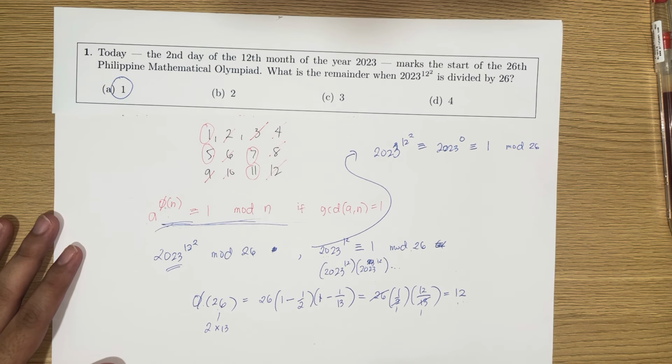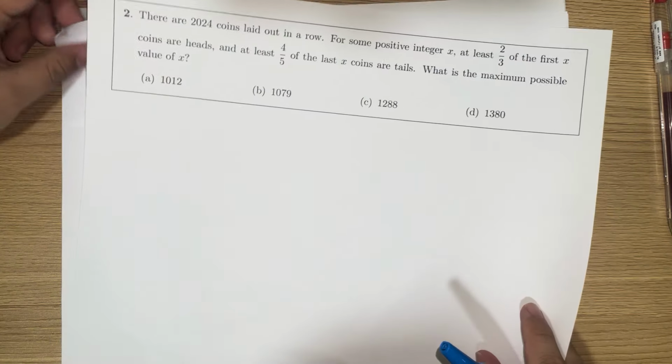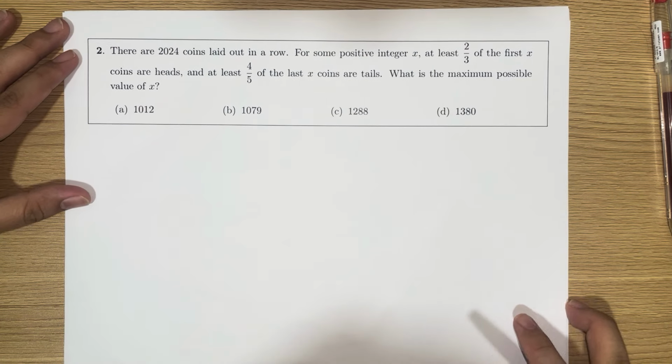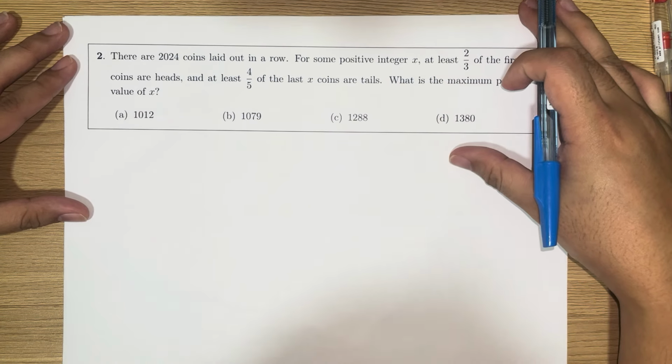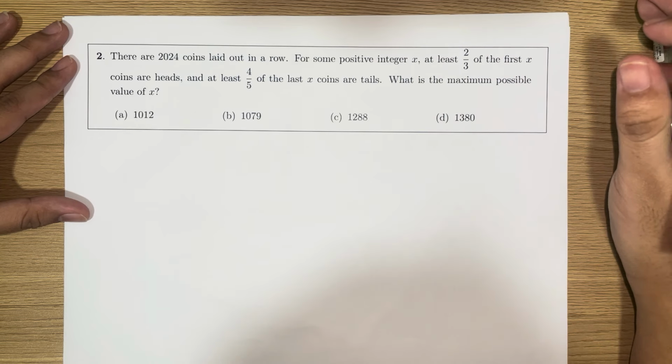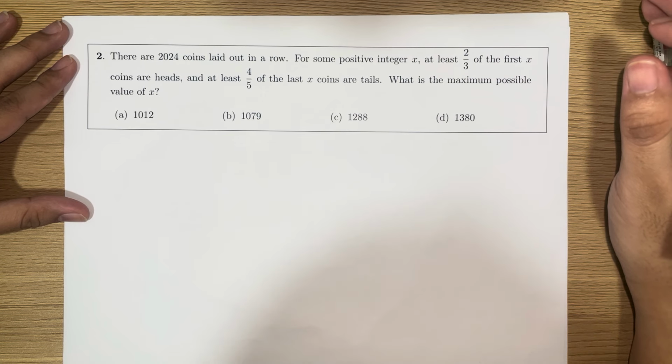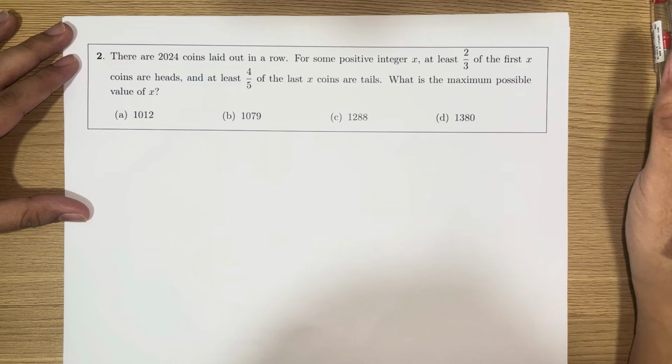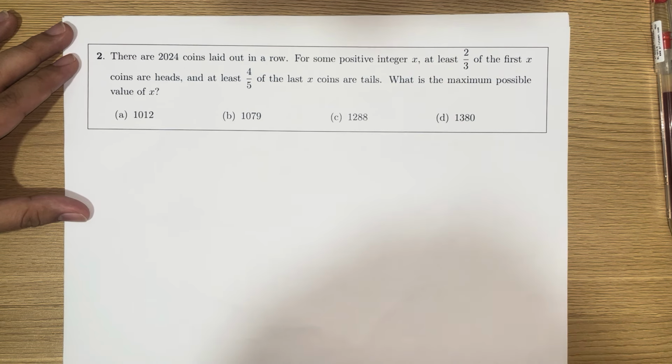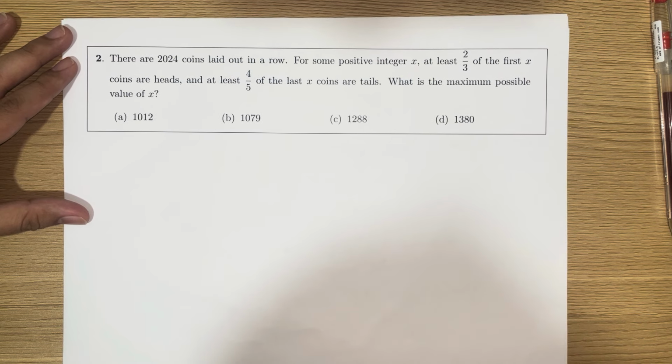Next problem. The second problem is this one. We have 2024 coins laid out in a row. For some positive integer x, at least 2/3 of the first x coins are heads, and at least 4/5 of the last x coins are tails. What is the maximum possible value of x?